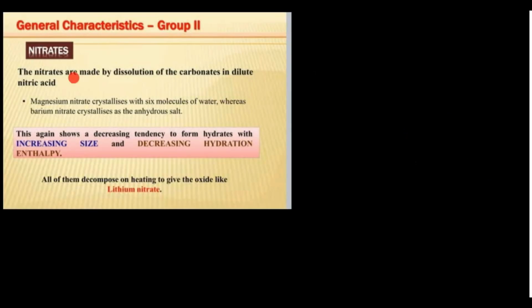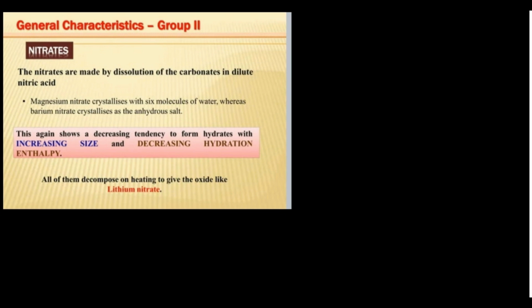Okay, next are the nitrates. Nitrates also behave similarly; all the things are the same as I have explained for the carbonates as well as for the sulfates. But there are certain important applications which you should remember. Here you can see the nitrates are made by dissolution of the carbonates in dilute nitric acid. Simply, if you want to prepare these nitrates, you can dissolve the carbonate in dilute nitric acid, and then you will get your nitrates.